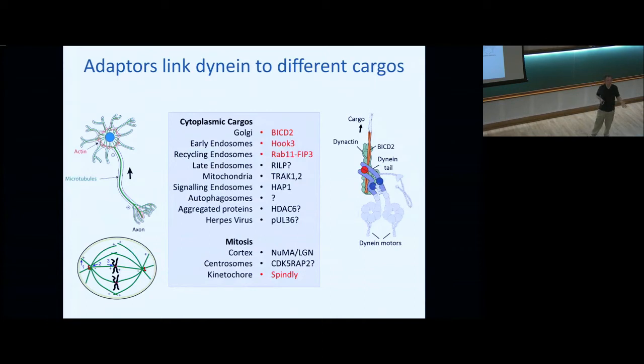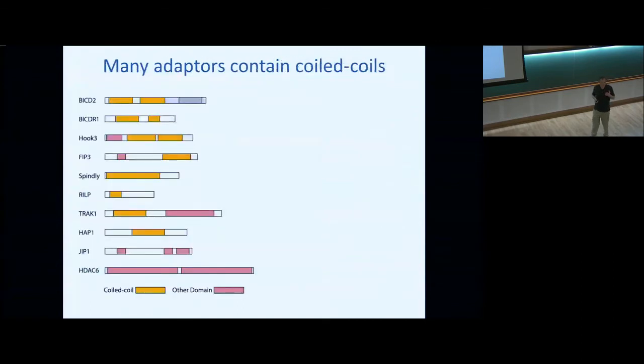So are there any common features of these? Surprisingly, there isn't really much sequence conservation between them. But what a lot of them have are these stretches of long coiled coils, about 200 amino acids long. And so what we wanted to ask is, are these interacting with dynein-dynactin in the same way, and is there any sort of interesting variations?